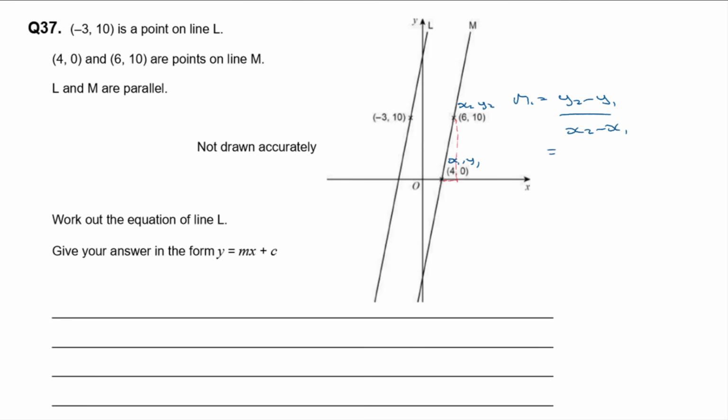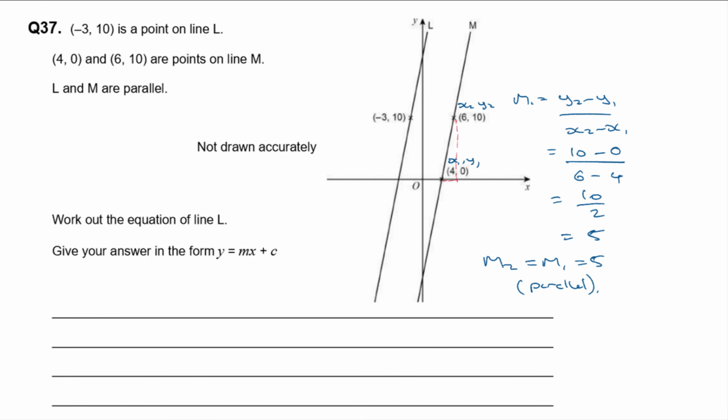So y2 is the y coordinate of the second point, which is 10. y1 is the y coordinate of the first point, which is 0. x2 is the x coordinate of the second point, which is 6. And x1 is the x coordinate of the first point, which is 4. So I get 10 minus 0 over 6 minus 4. That's 10 over 2, so the gradient is 5. Okay? So m1 is 5. And we know that m2 must also be 5 because they are parallel.